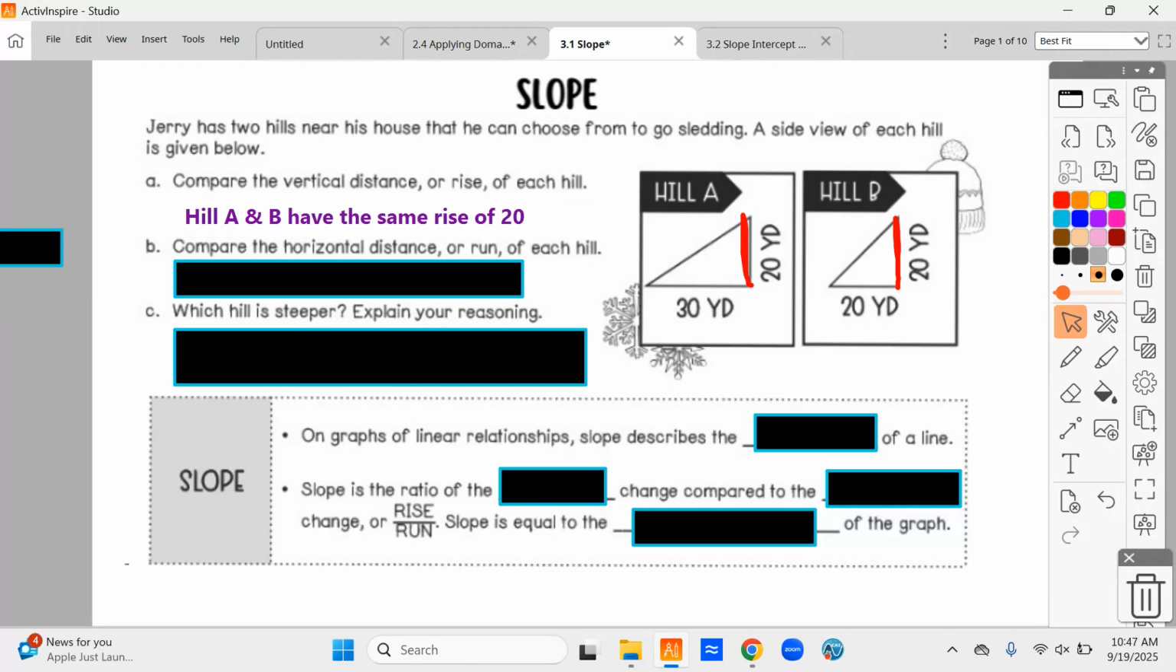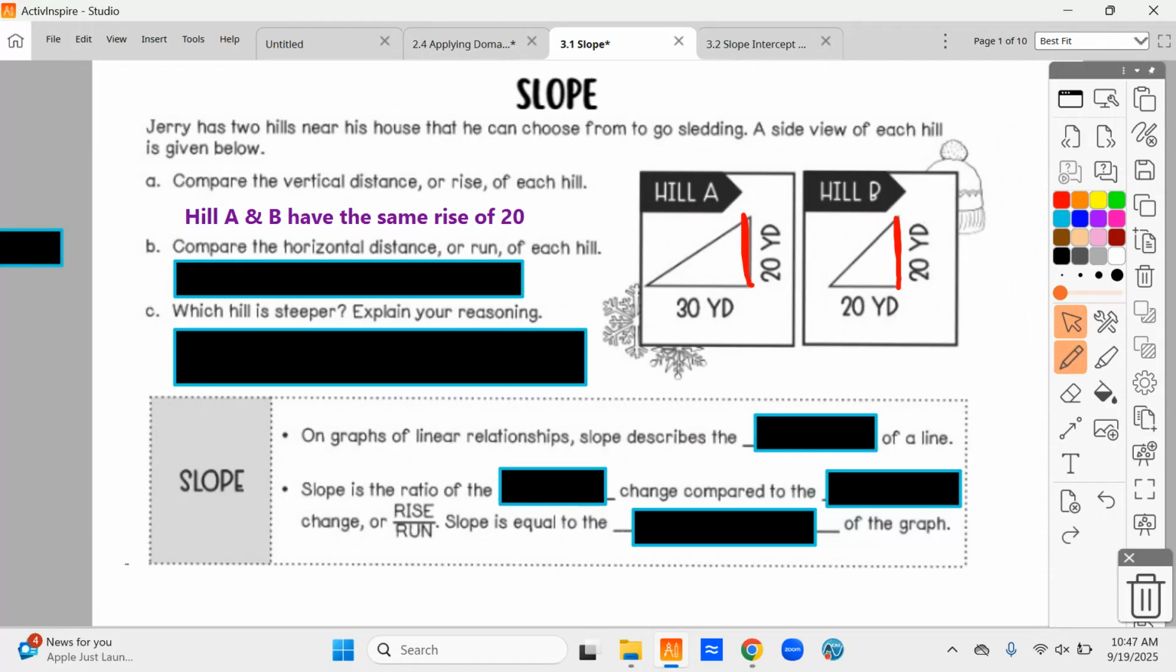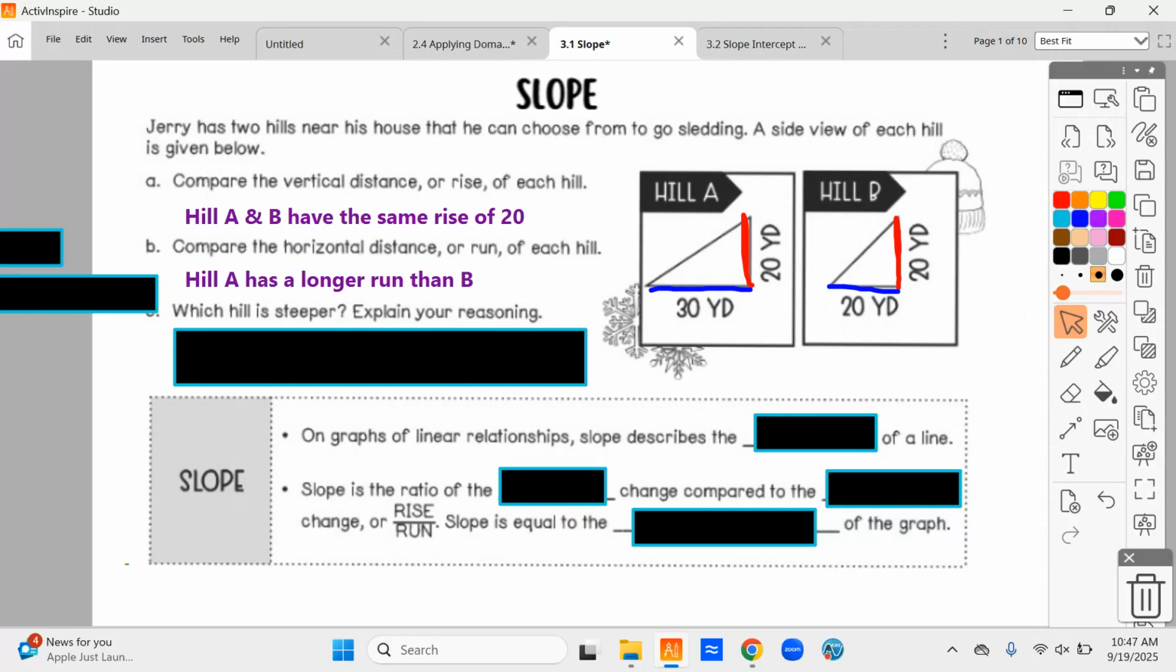Then B says compare the horizontal distance or run of each hill. The horizontal distance goes side to side, just like this. And you'll notice that hill A has a horizontal distance of 30 yards, and hill B has a horizontal distance of 20 yards. Which hill is steeper? Explain your reasoning.